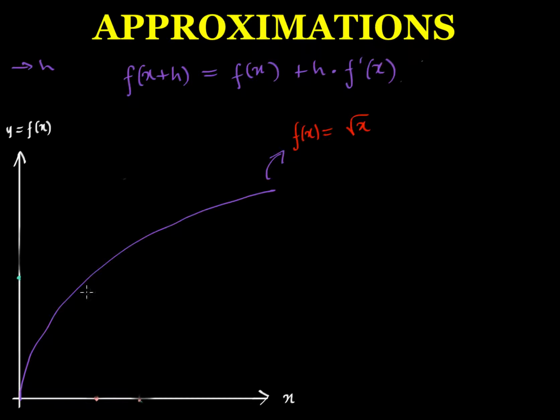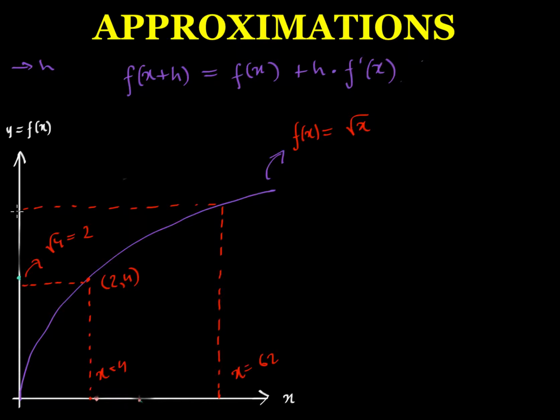F of x is equal to square root of x. Now what's so interesting is, if we have one value, let's say x is equal to 4 at this point, what will y be, or what will f of x be? Well, of course it'll be root of 4, which will be 2. So this point is 4 comma 2. But then we may come across some problem where we have x equal to, let's say, a number like 62. So what will be root of 62? Well, we don't know that because it's not a perfect square.